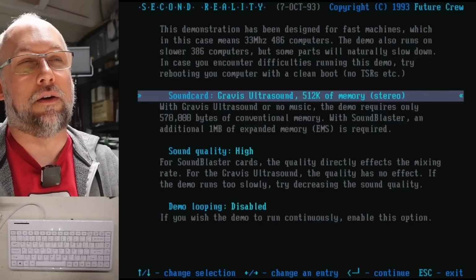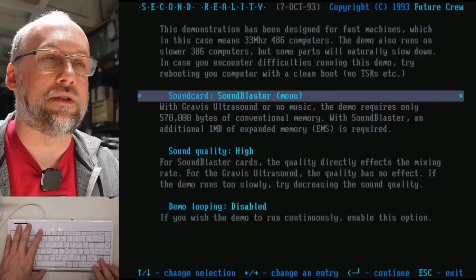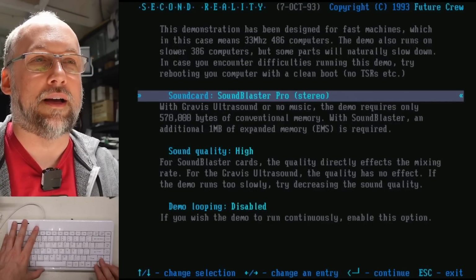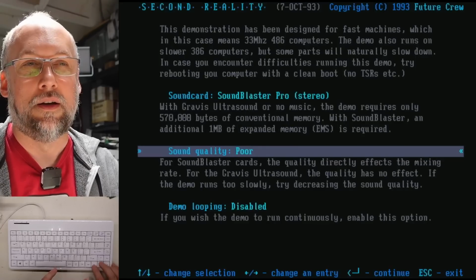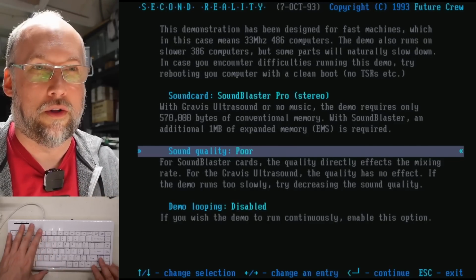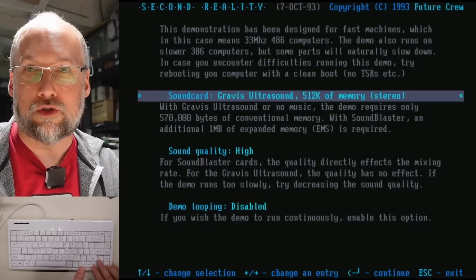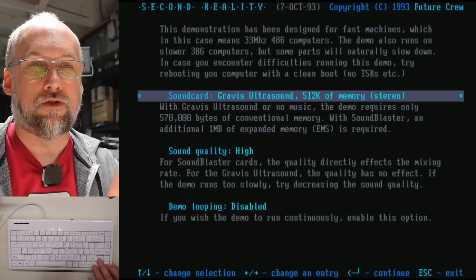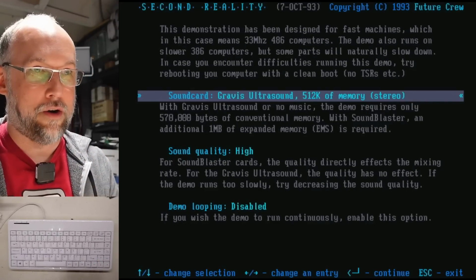And as you can see here, it uses a Gravis Ultrasound with 512K of memory. It does support some other sound cards like Mono Sound Blaster or Stereo Sound Blaster Pro, but it has to do software mixing, which is this sound quality thing down here that has no effect in the Gravis mode. And they even write down there, if you're having trouble with your demo playing too slowly, try reducing the sound quality. So that's that software mixing versus hardware mixing.